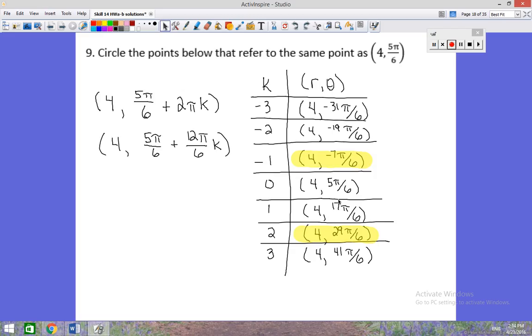When I compared my list and looked, I saw that 2 of them in my list were among the lists that we're supposed to recognize as the same point. So this 4 comma negative 7 pi over 6, if you were to plot that point, is the same point as 4 comma 5 pi over 6, because negative 7 pi over 6 and 5 pi over 6 are coterminal angles. All of these points in this table are plotting in the same spot on a two-dimensional plane. It's the same point, just different ways to represent that point because of the coterminal angles. So again, among this list, we see negative 7 pi over 6 and 29 pi over 6 among our choices.